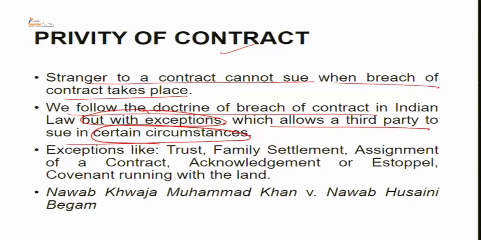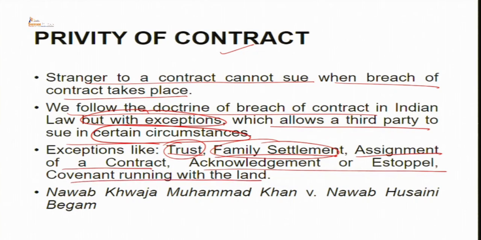Now the various exceptions which you will find in many textbooks and articles are trust, family settlement, assignment of a contract, acknowledgement or estoppel, and covenant running with the land. Here, by trust we do not mean a fiduciary relationship, trusting someone. Here we are talking about the relationship of a trustee and beneficiary. So these are a few exceptions.